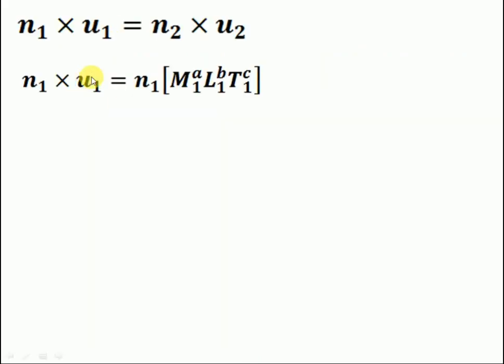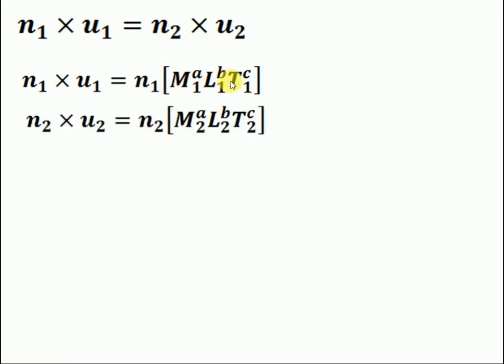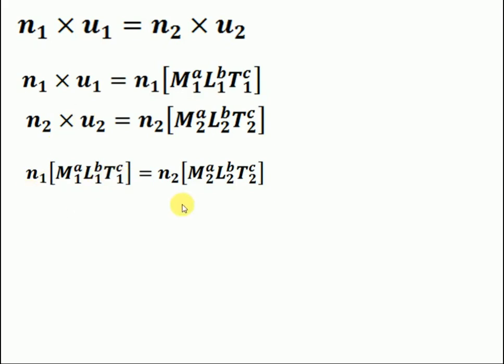Now I can convert the unit u1 into dimensions. So instead of u1, I'll be writing m1 to the power a, l1 to the power b, t1 to the power c. Similarly, I am changing the unit u2 into dimensions, that is m2, l2, t2. If you put the values, you will get n1 m1 to the power a, l1 to the power b, t1 to the power c is equal to n2 m2 to the power a, l2 to the power b, t2 to the power c.